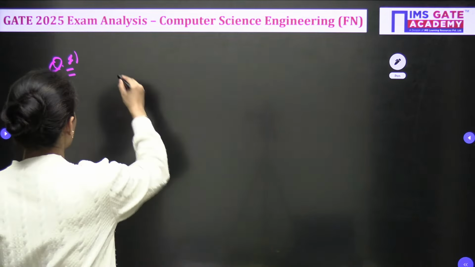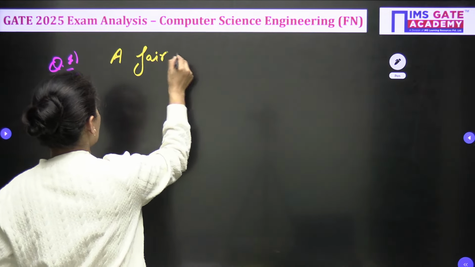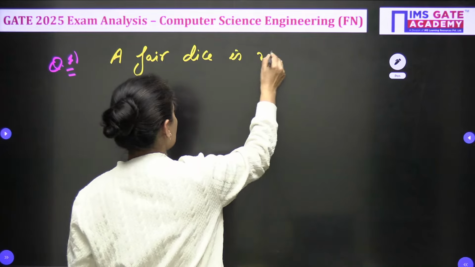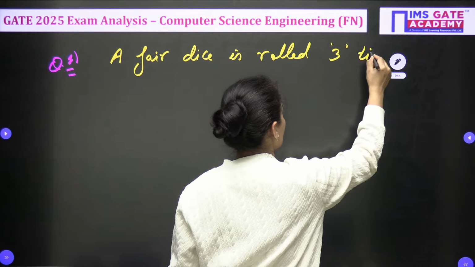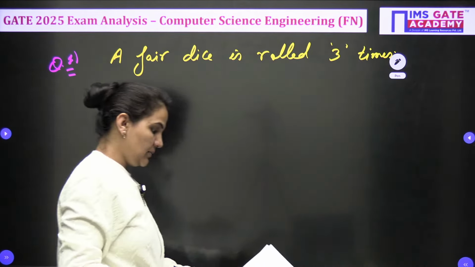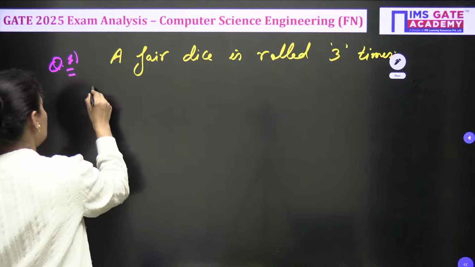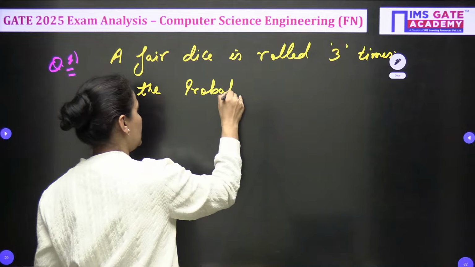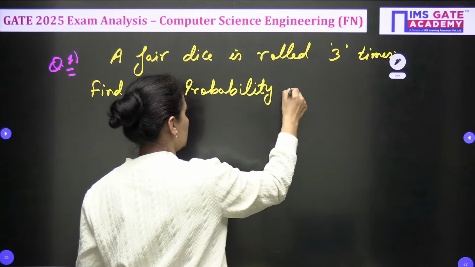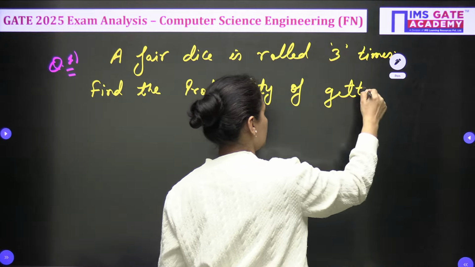So a fair dice is rolled. The question is, a fair dice is rolled how many times? 3 times. A fair dice is rolled 3 times. Find the probability of getting 6 exactly one time. Find out the probability of getting 6 exactly one time.